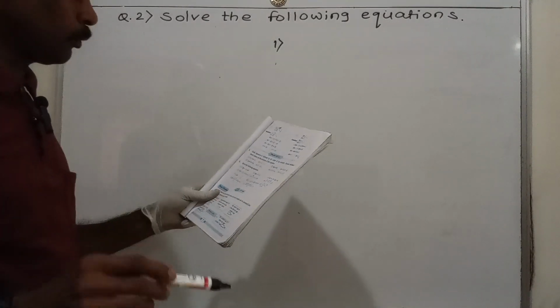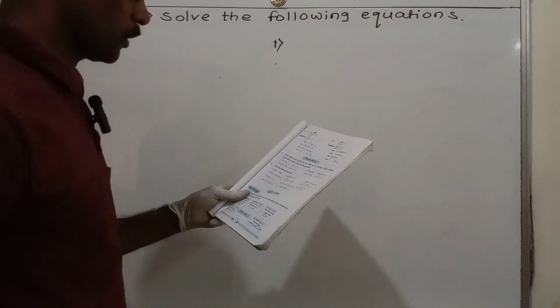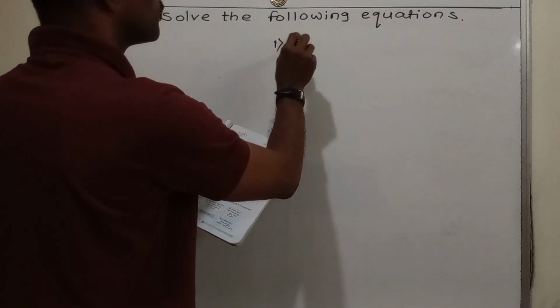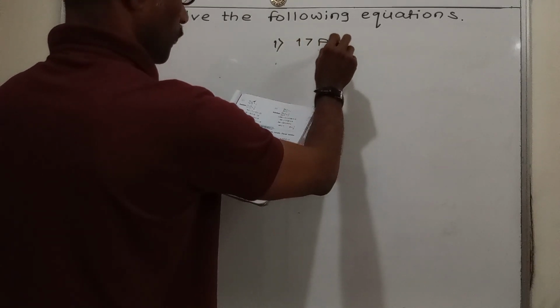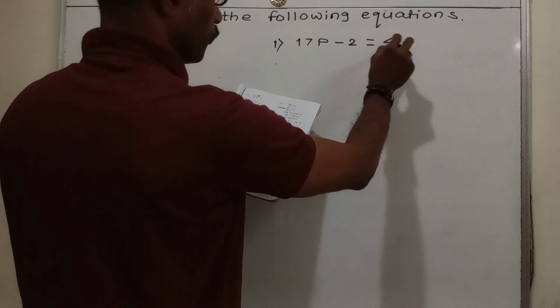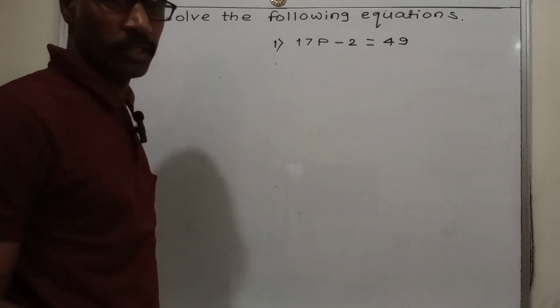Practice set 12.1, question number 2. Solve the following equations. First equation, that is 17p minus 2 is equal to 49. Okay, this is our example.